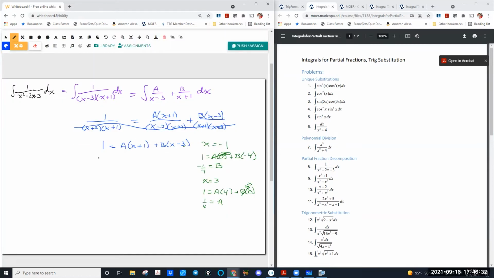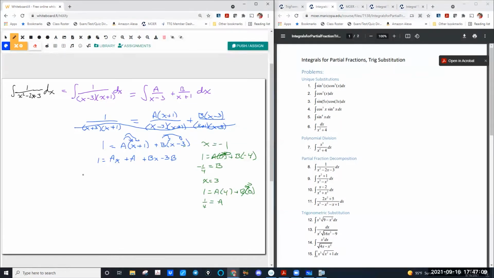Let's talk about what's going on here. I have 1 equals, I'm going to distribute, AX plus A plus BX minus 3B. All right, that came from distributing the A and distributing the B. Now, the way I'm doing it now is the way I'm going to do the rest of the examples. So, again, I want you to have access to the other method, but this is the one that I'm going to use. So you'll get a lot of examples of this one. Here's where the system of equations comes in.